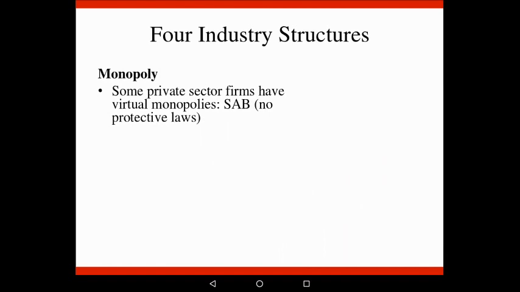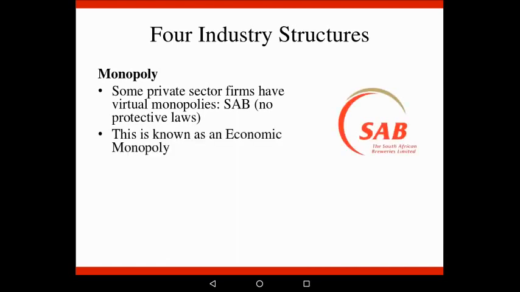Okay, some private sector firms have virtual monopolies. They're not protected by any laws, like SAB. In South Africa, there's almost really no other company that can really compete with SAB. They're just so big, right, in terms of alcoholic beverages. This is known as an economic monopoly.